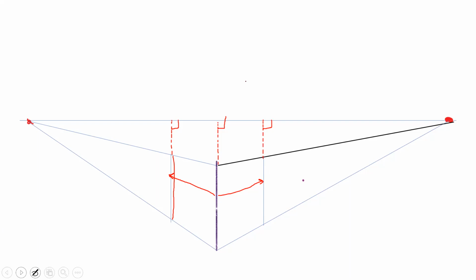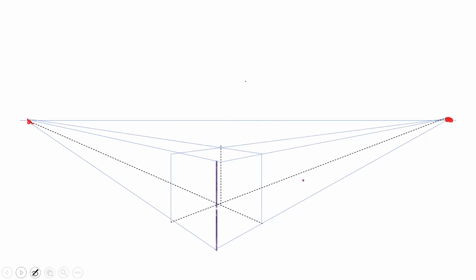Moving on to the next point. There are too many steps, isn't it? Now, this was the line we had made. We're going to join the endpoints of these two lines to the vanishing point right here. I hope you can understand this. Similarly, we're going to take the endpoints of these two lines and join them here.